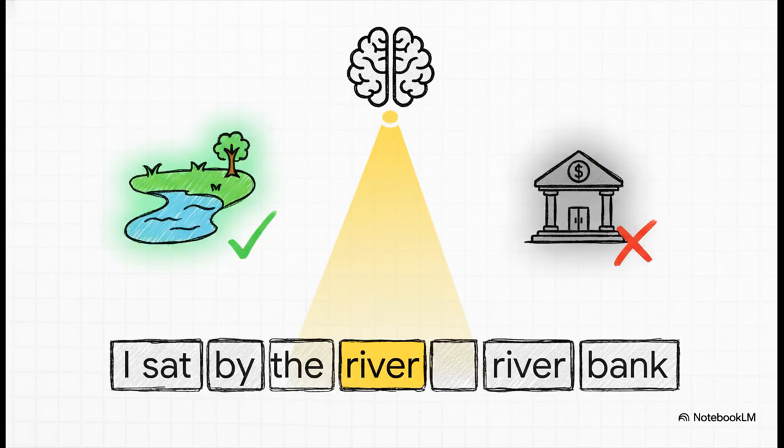So here's how that actually works. If you type, "I sat by the river bank," the attention mechanism immediately draws a super strong connection between the token for "bank" and the token for "river." It's basically telling the system, hey, it's that kind of bank, not the kind with money. It's constantly figuring out which words are important to which other words.